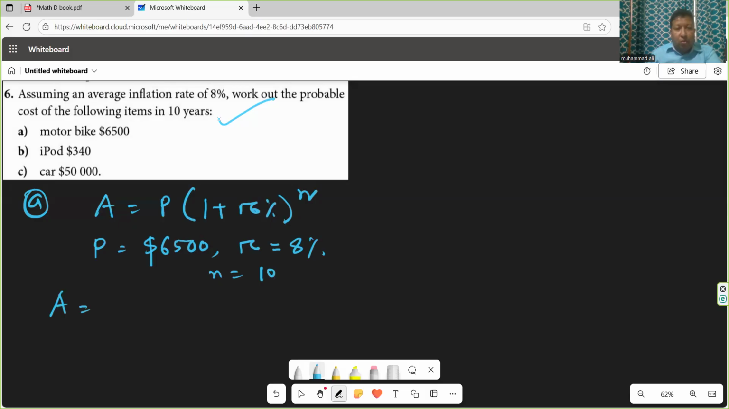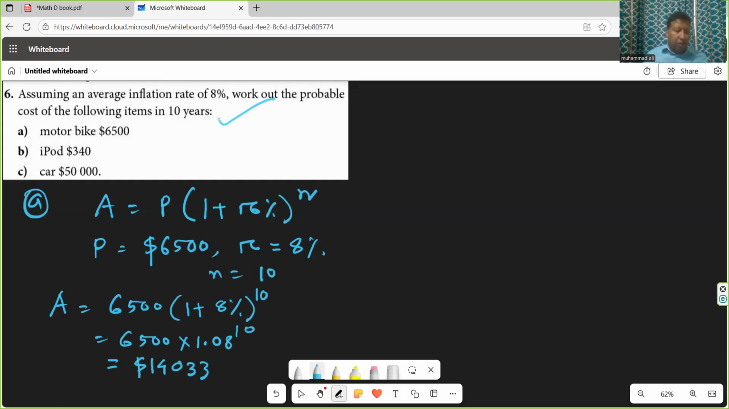So amount equals 6,500 (1 + 8%) to the power 10. So it will be 6,500 multiplied by 1.08 to the power 10. So finally we get here 14,033.33. So the first answer is $14,033. Number B, the principal is the iPod value, 340.